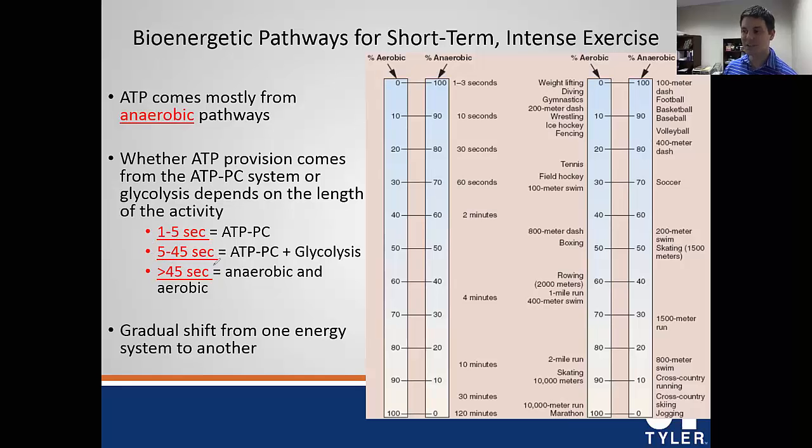As that duration extends from about 5 to 45 seconds, we're using both the phosphocreatine system and glycolysis becomes much more predominant, and then above 45 seconds, a combination of anaerobic and aerobic. I'll make another point here that I'll reiterate a lot during lab: at all points in time, all three systems are going to be active during exercise.